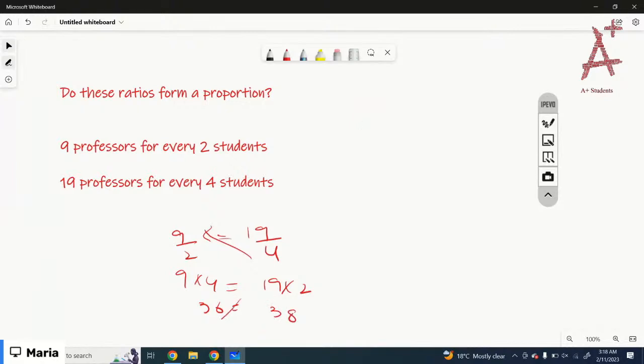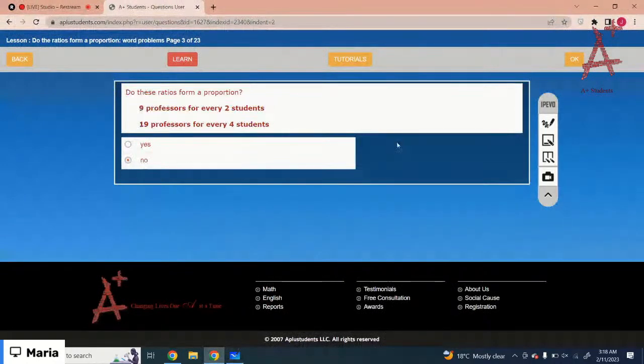So they are not equal. The correct option is no. They do not form a proportion.